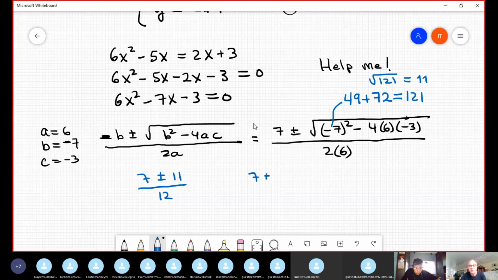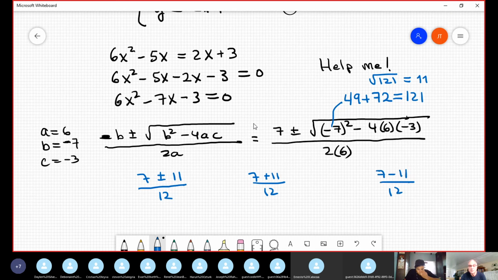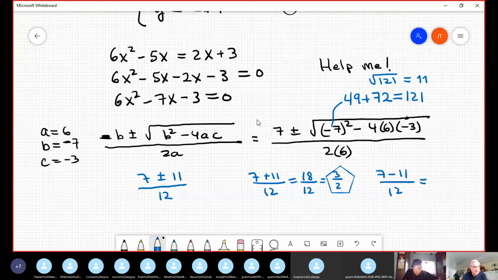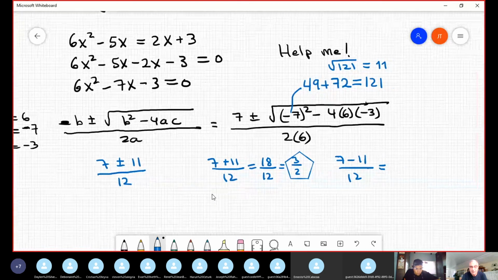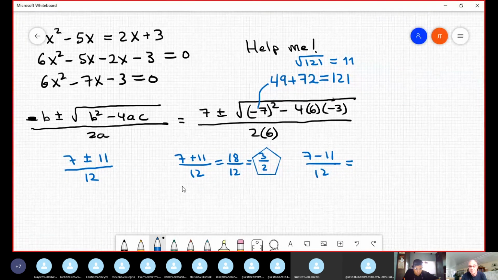You separate 7 plus 11 over 12 and 7 minus 11 over 12. 7 plus 11 is 18, 18 over 12. In lowest terms, when you reduce by dividing by 6, it is 3 over 2. This is my first value. And my second: 7 minus 11 is negative 4, and negative 4 divided by 12 is negative 1/3. This is my second.